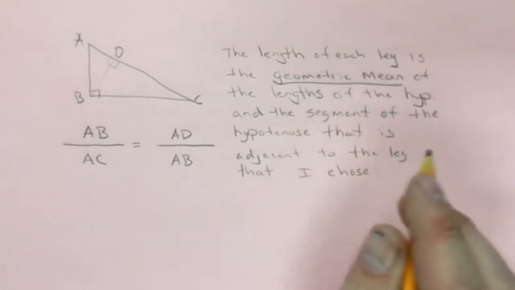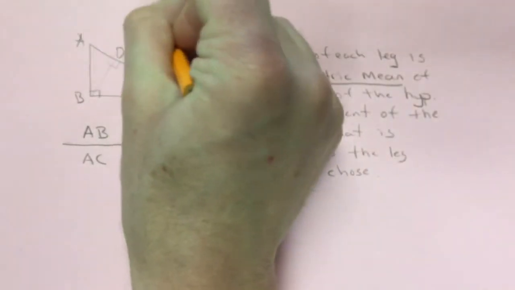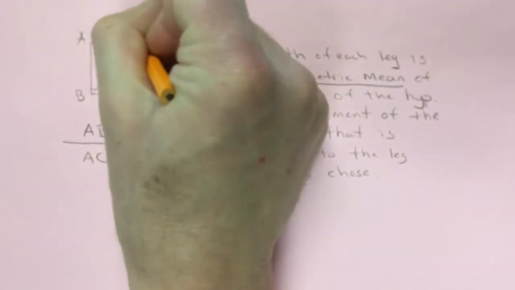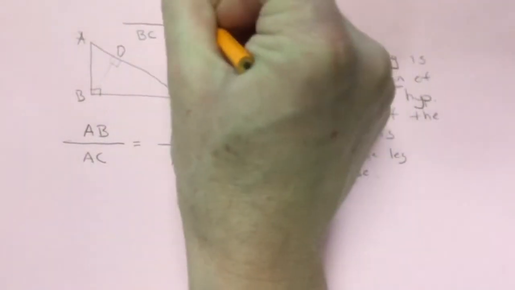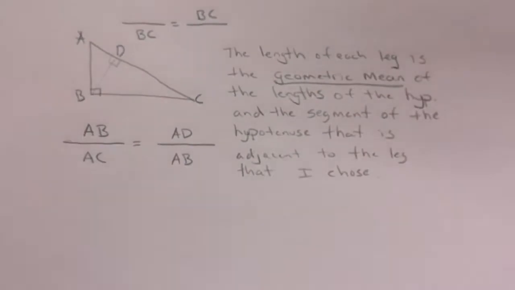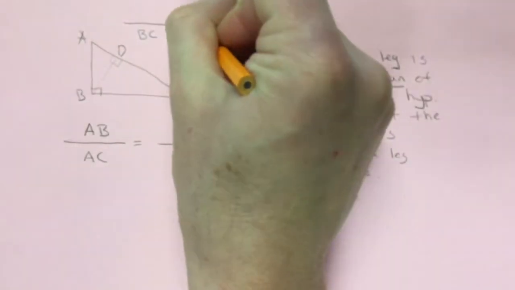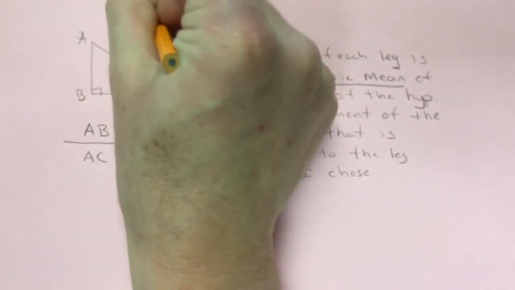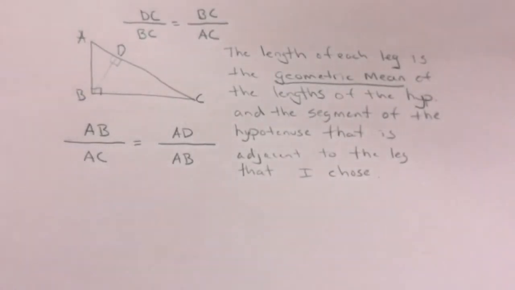So let's also set this up for the other leg because it says here the length of each leg is the geometric mean. So the other leg is BC. So I would take BC and mention it twice, here and here. And I know that BC is the geometric mean of the hypotenuse. And the part of the hypotenuse that is next to the leg that I chose, BC. So what part of the hypotenuse is next to BC? It is DC.